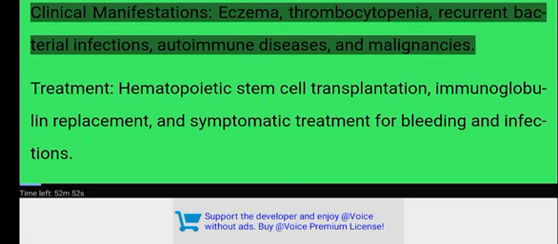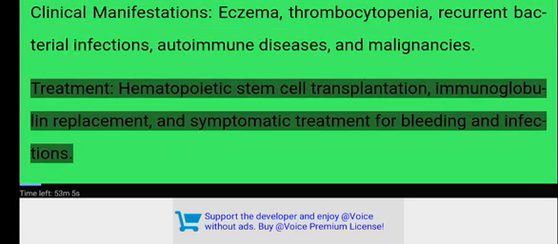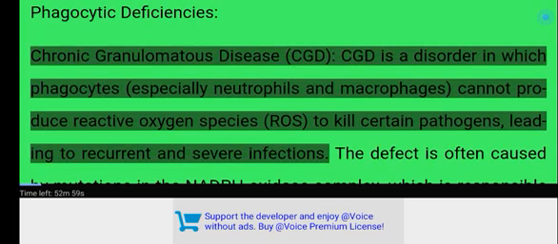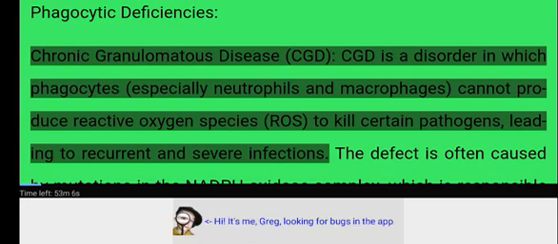Clinical manifestations: eczema, thrombocytopenia, recurrent bacterial infections, autoimmune diseases, and malignancies. Treatment: hematopoietic stem cell transplantation, immunoglobulin replacement, and symptomatic treatment for bleeding and infections. Phagocytic deficiencies. Chronic granulomatous disease (CGD) is a disorder in which phagocytes, especially neutrophils and macrophages, cannot produce reactive oxygen species (ROS) to kill certain pathogens, leading to recurrent and severe infections.